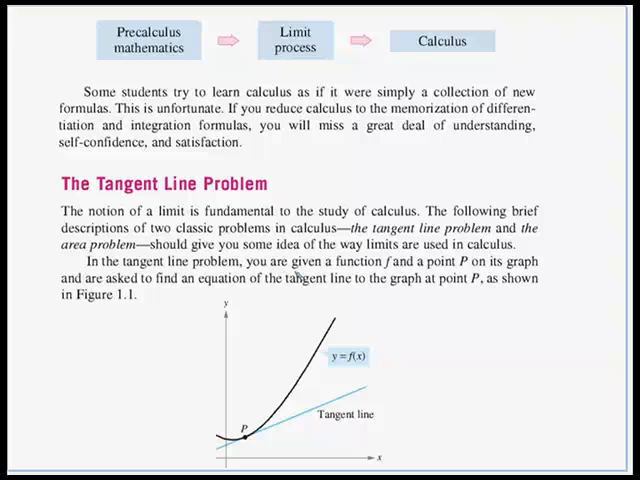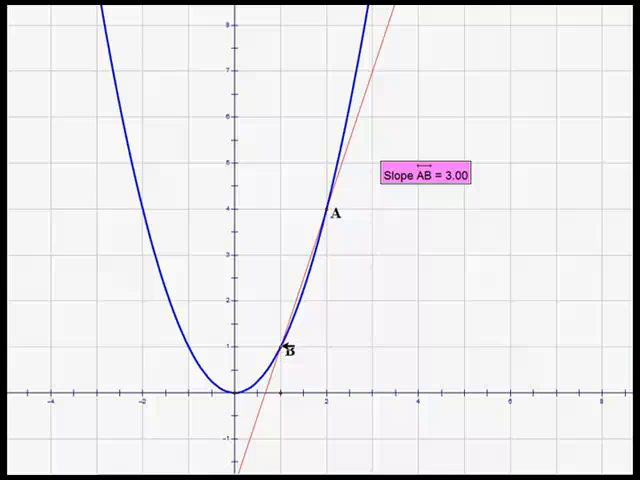In the tangent line problem, you're given a function f and a point P on the graph and asked to find an equation of the tangent line to the graph at that point. Here the darker black line is our curve, f of x. We have this point P on the curve, and we're trying to find the equation of this tangent line that hits our curve at that specific point. So we have this point B, and we want to find the slope of the tangent line at that point B. To come up with the equation of a tangent line, we have to have two points.